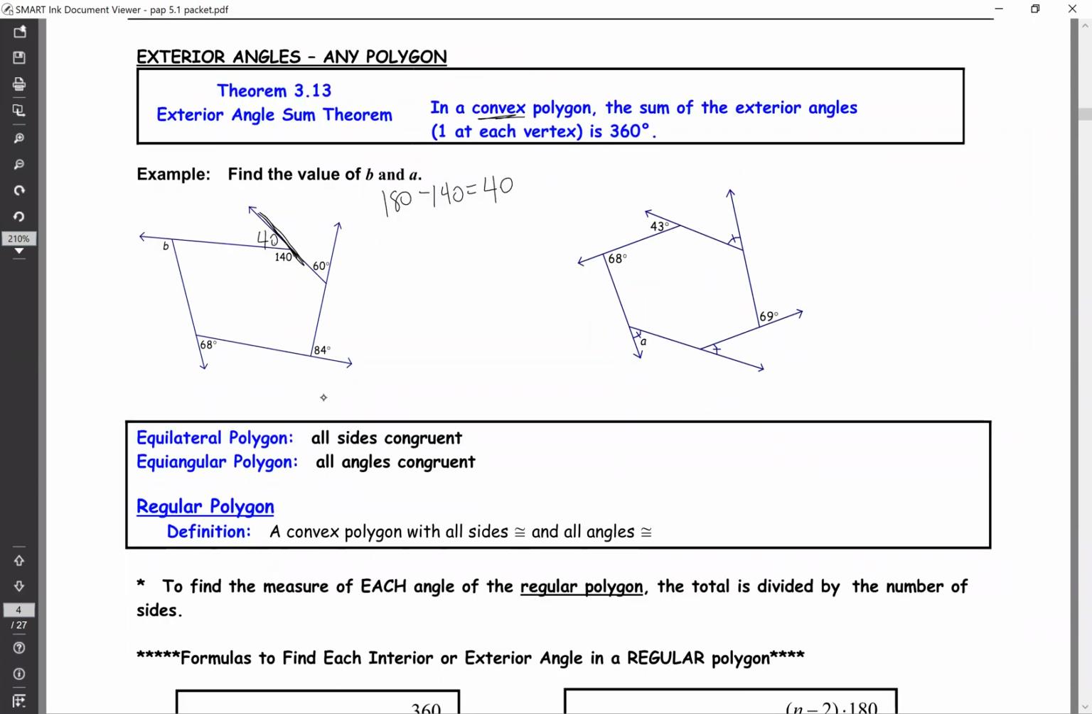So now we just learned that all the exterior angles have to add up to 360. And we're trying to find this angle labeled B. So we're going to write a little equation. So 68 plus 84 plus 60 plus 40 plus B equals 360. So now just combine like terms. So 68 plus 84 plus 60 plus 40, we have 252. So 252 plus B equals 360. And then just subtract. So B equals 360 minus 252. We get 108. So there you go.